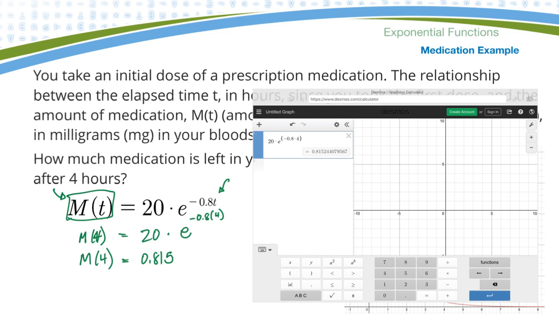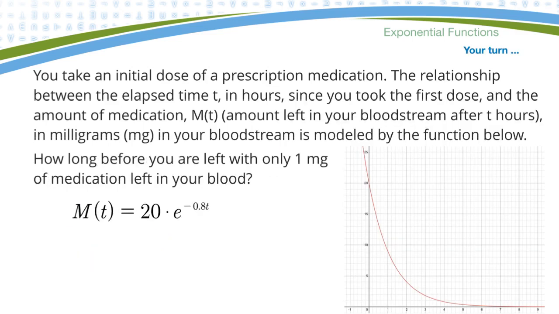Here's another example that you can try on the next page. Okay, try this one. Press pause and then come back. Okay, hopefully you're back. With this question, hopefully you got a little frustrated, because there's a problem because we don't have a tool to solve it. Let me just plug stuff in. It says you have 1 milligram left in your blood, so this number here is 1, is equal to 20 times e to the negative 0.8 t.